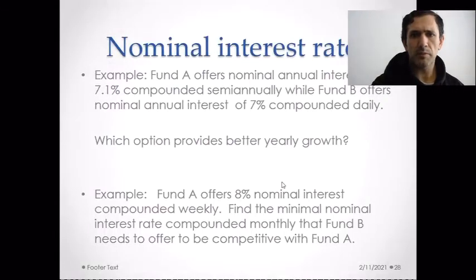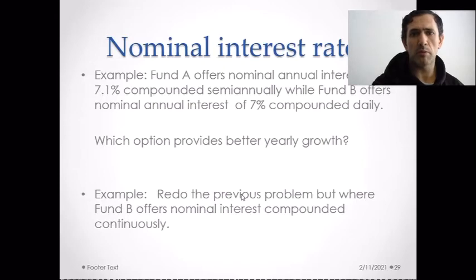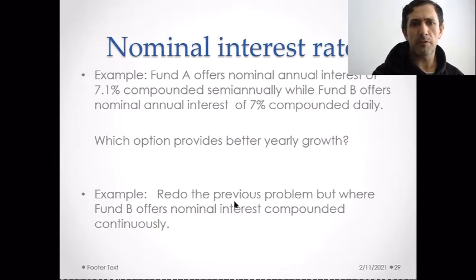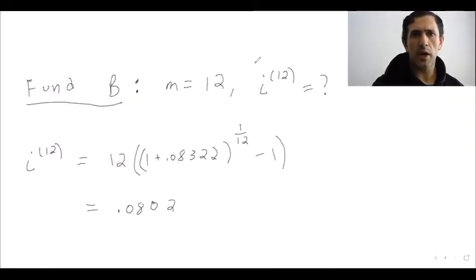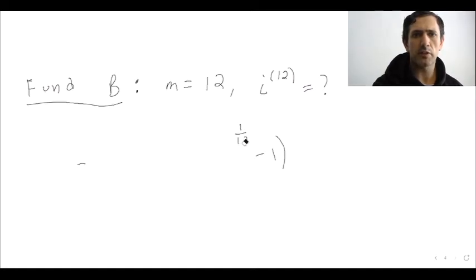Okay, so let's change the problem very slightly. Let's redo this problem that I just did right here. Move this up a bit. But let's assume Fund B offers instead nominal interest compounded continuously. So let's get rid of all this here. Nothing changes for Fund A.